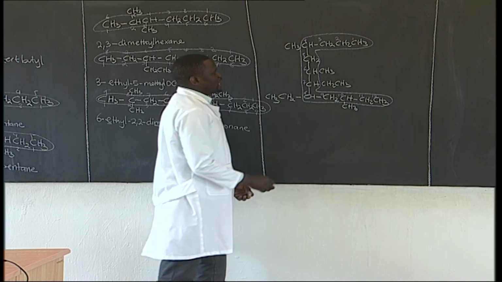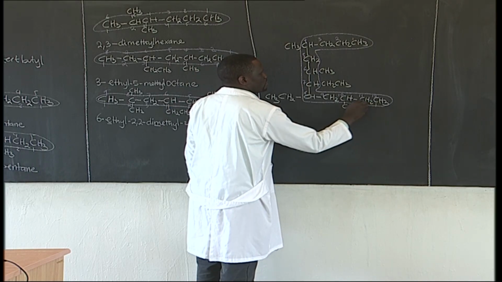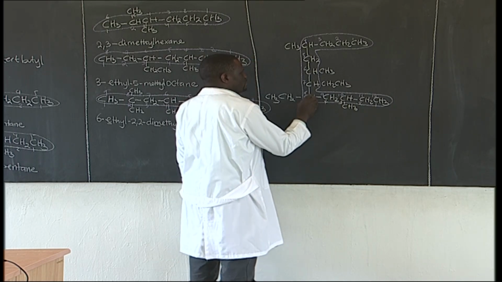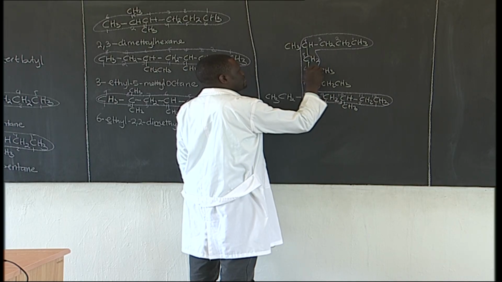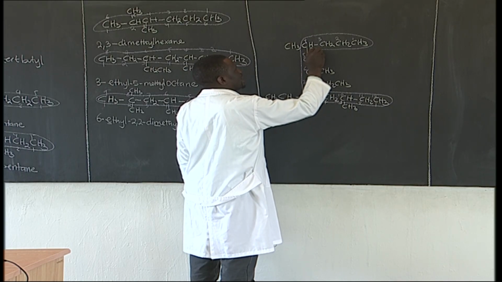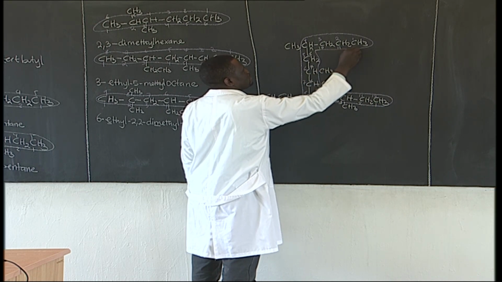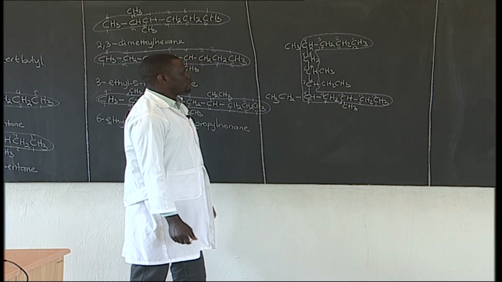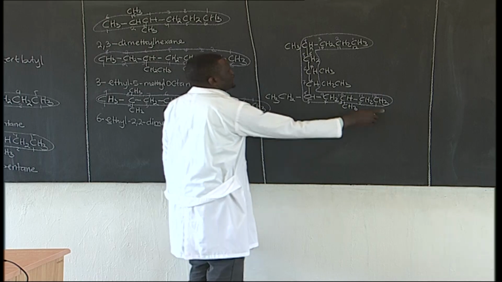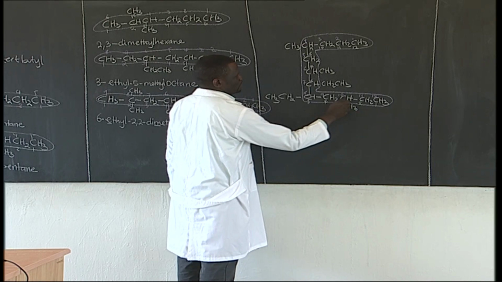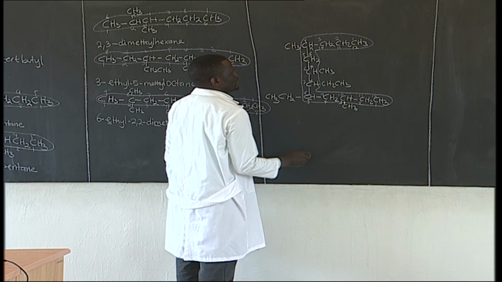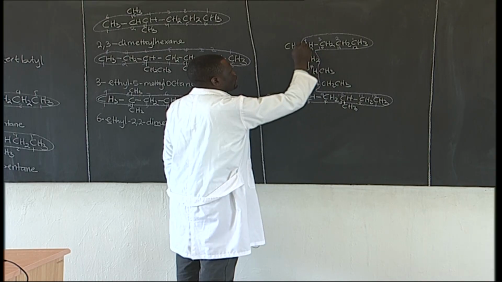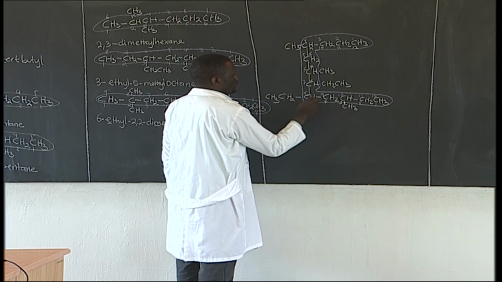So let's check and see again. We can say 1, 2, 3, 4, 5, 6, 7, 8, 9, 10, 11, 12. So dodecane is the longest possible chain. When you move like this to here, the lowest branch is 3, and when you move from here, it is 4. So we say 4, 6. Here we have 2, 5.